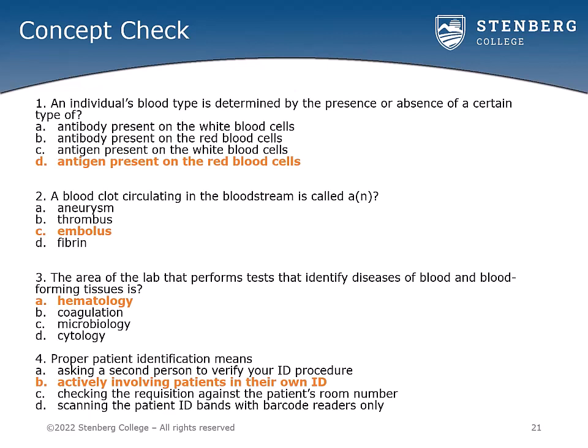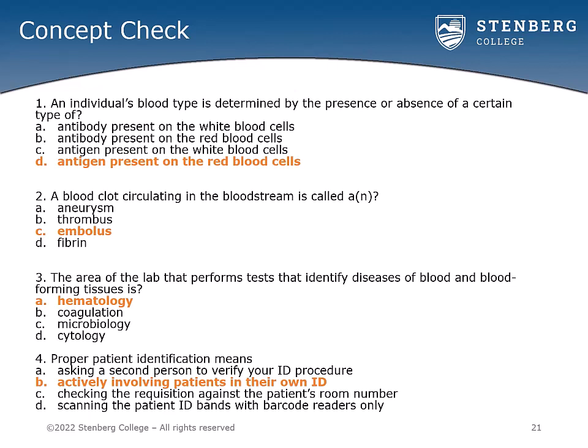2. A blood clot circulating in the bloodstream is called a or an. The answer is C. Embolus, which is a circulating blood clot. A. Aneurysm is a bulging or weakening in the artery. B. Thrombus is a stationary blood clot within the blood vessel. And D. Fibrin is a thread-like substance that helps clots form. Question 3. The area of the lab that performs tests that identify diseases of blood and blood-forming tissue is? The answer is A. Hematology.